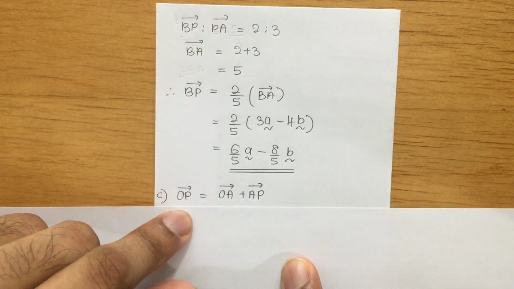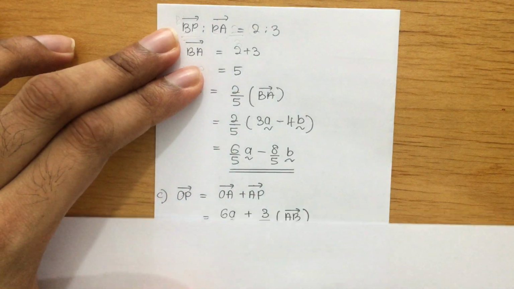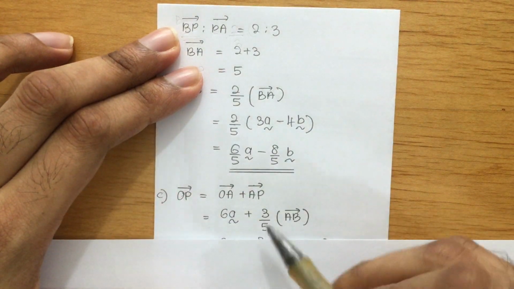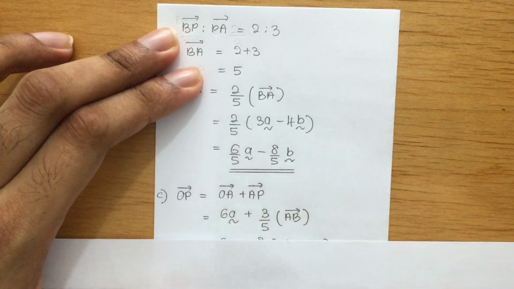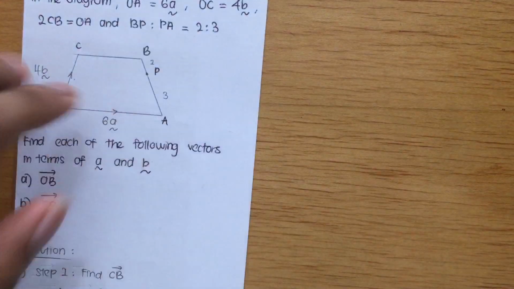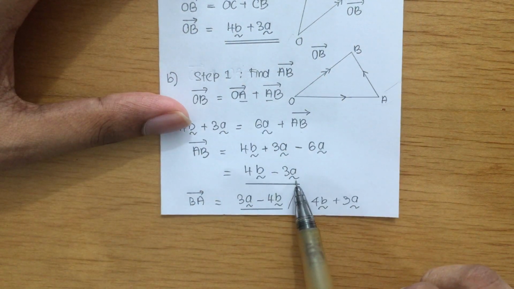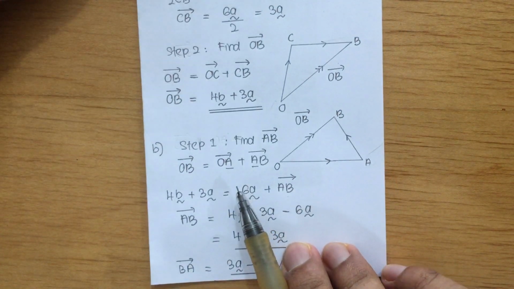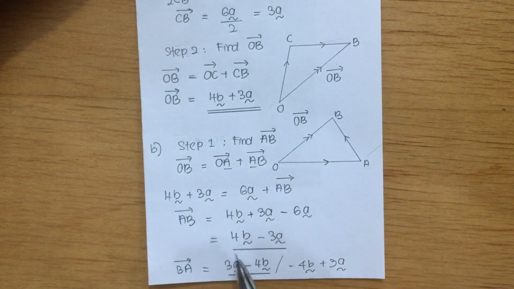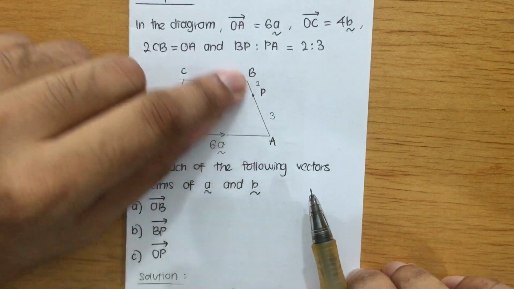So to find OP, we need to use OA plus AP. So to find AP is very simple, guys. 6A plus 3/5 of the length AB. Okay, AB we have already found in the question, which is 4B minus 3A. So 4B minus 3A is the vector AB. Okay, 4B minus 3A is the vector AB, guys.